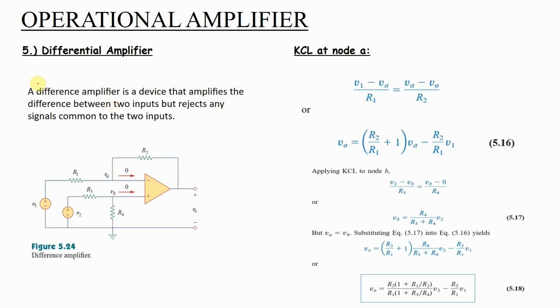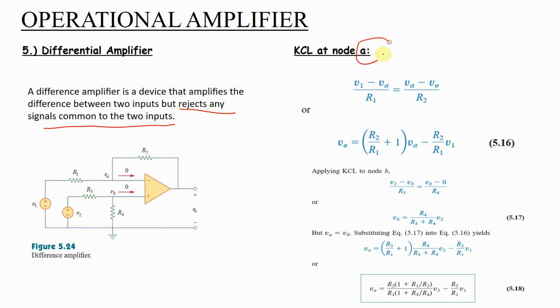Now there is another configuration which is called a differential amplifier, right? A differential amplifier is a device that amplifies the difference between the 2 points but rejects any signal common to the 2 points. Take note of this, rejects any signal common to the 2 points. We have here V1, V2, R1, R2, R3 connected to the op-amp.